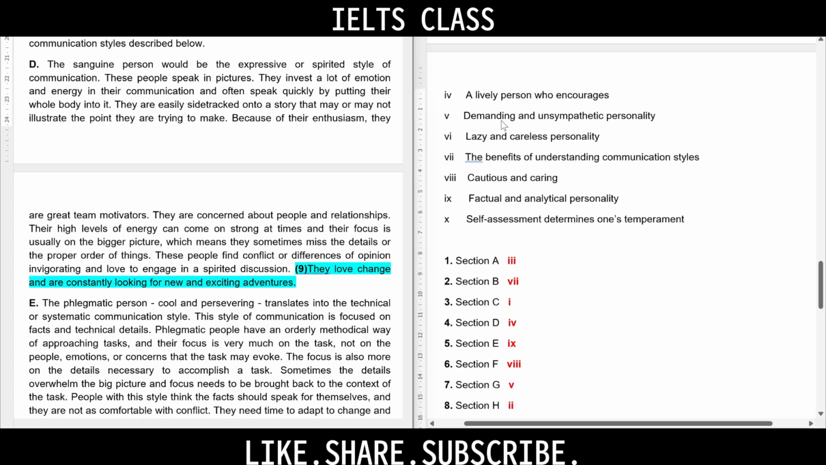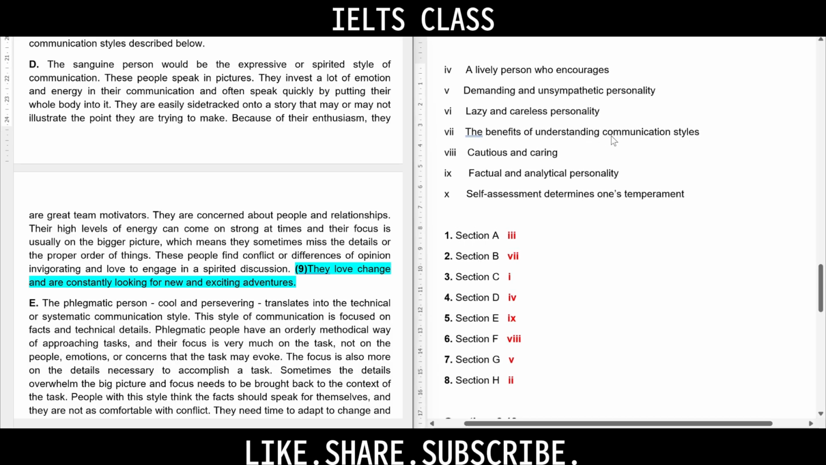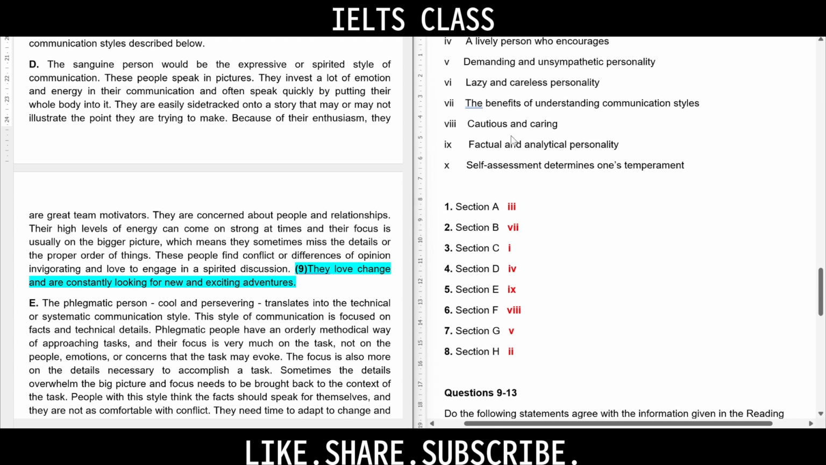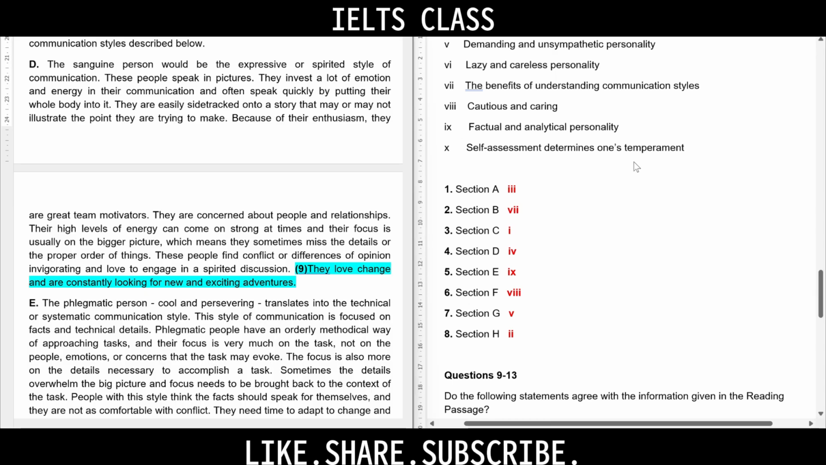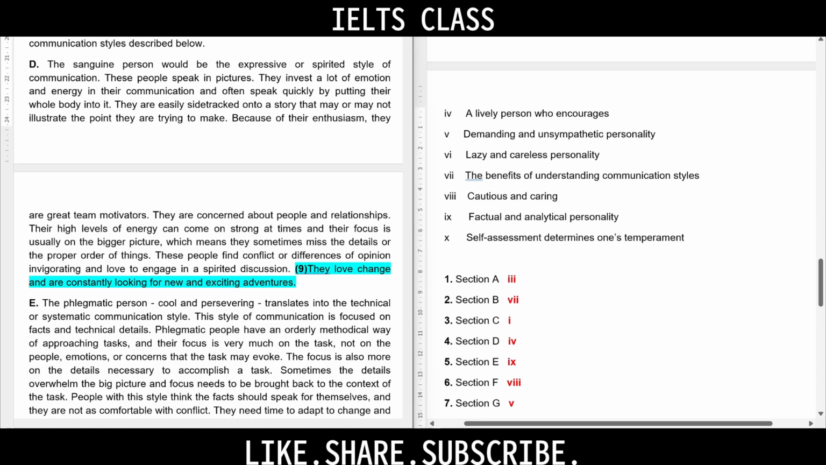Let's see the other options. Demanding and unsympathetic personality. No, they are not demanding or unsympathetic. Instead, they are kind. They care about people and relationships. Lazy and careless personality? Definitely not, because they are the opposite of that. They are lively. They are full of enthusiasm. The benefits of understanding communication styles? No, they're not talking about it. Cautious and caring. They are not too cautious because they miss the small details. Factual and analytical personality, they are not the type of person who is into technical details. Self assessment determines one's temperament? Again, no. So the answer is the fourth, a lively person who encourages.